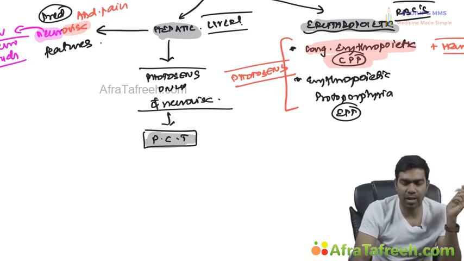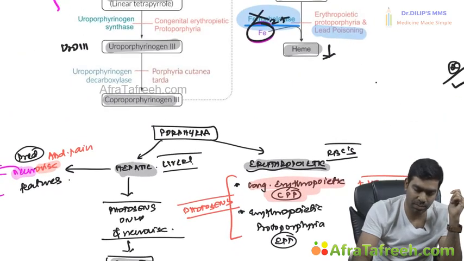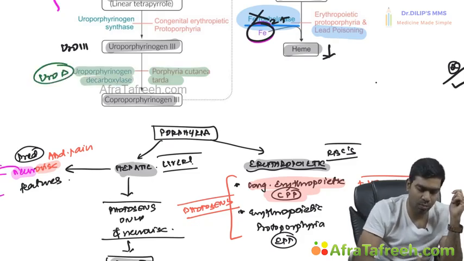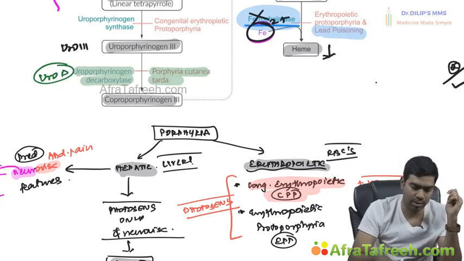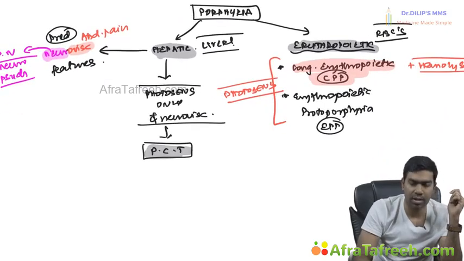Generally, porphyria cutanea tarda is due to deficiency of an important enzyme called UROD, uroporphyrinogen decarboxylase. The moment I ask about uroporphyrinogen decarboxylase, there are two types of UROD deficiency.